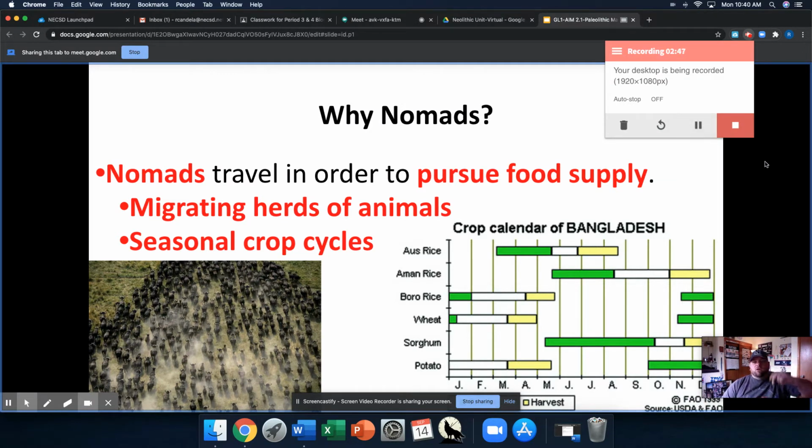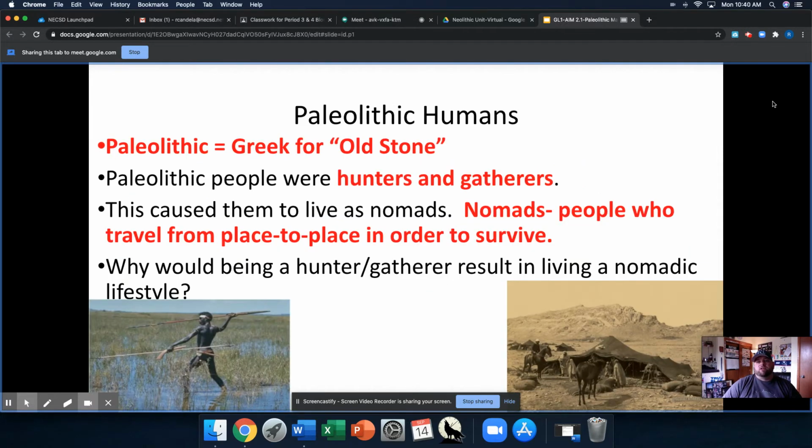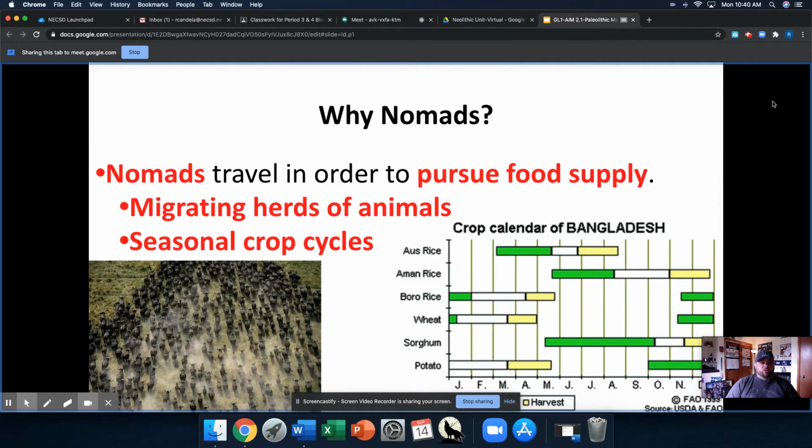All right, so why does hunting and gathering lead to the nomadic lifestyle? The short answer is because people are chasing food around the globe. That's essentially the Paleolithic life. The Paleolithic life is just people chasing food. Food comes in essentially two forms, hunting and gathering, like we said. So they're hunting animals and they're gathering wild growing plants, berries, nuts, things like that, things that are growing naturally in the wild.